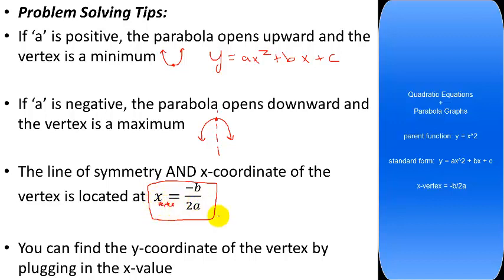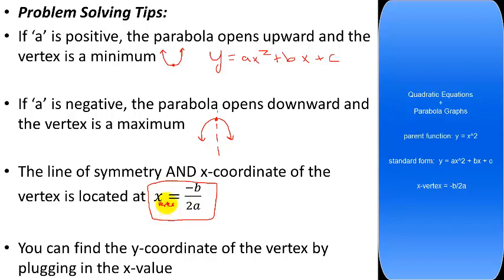So if you know b and you know a, you can easily get the x-coordinate of the vertex. We're not going to prove this right now, we're just going to accept it and use it, but in a later section we'll actually prove why this makes sense, and it's not just some random occurrence. So definitely you want to memorize the standard form equation of a parabola, and you want to memorize the vertex shortcut to get the x-coordinate of the vertex.